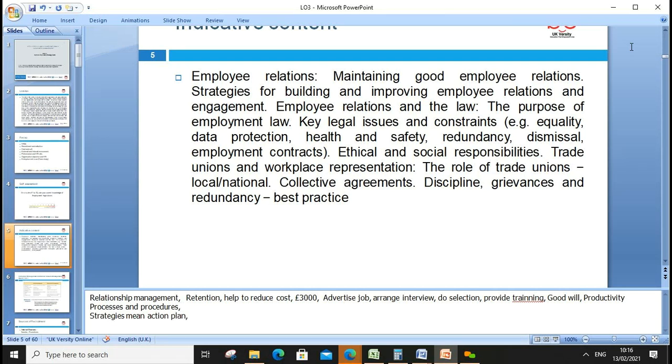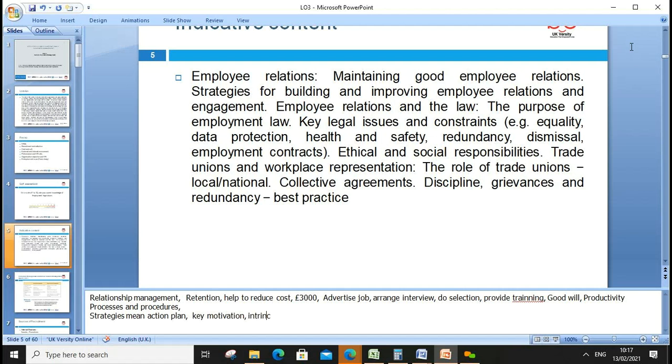Okay, strategies. What is meant by strategy? What strategies can we use? Strategies mean an action plan. Think about what we can do to keep our employees happy and keep them in the business. We have to use some strategies, some action planning. What do you think? Just think about it, please.